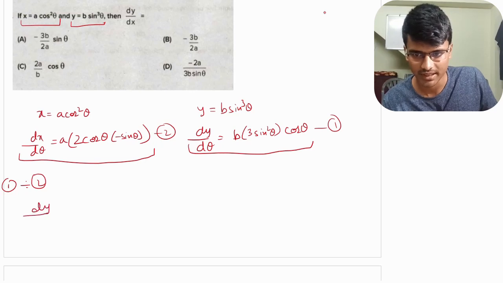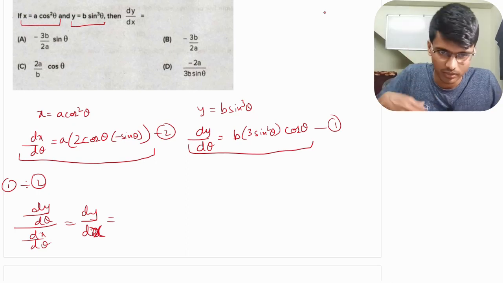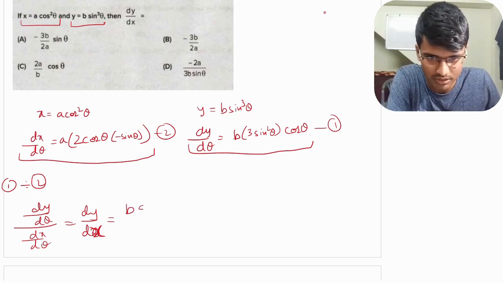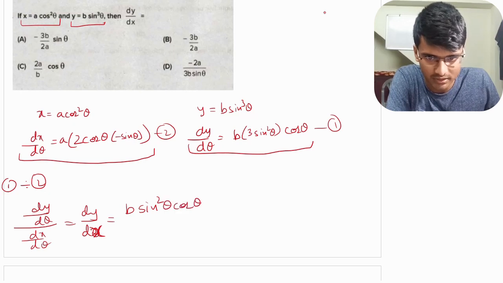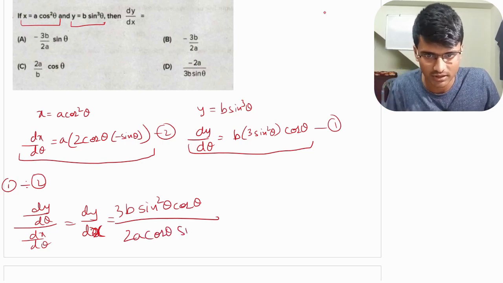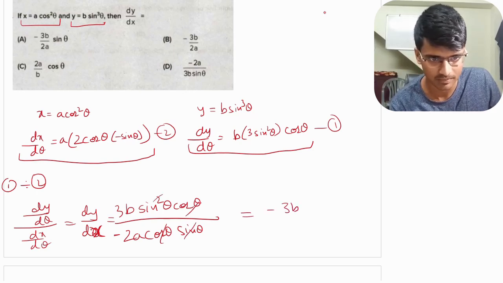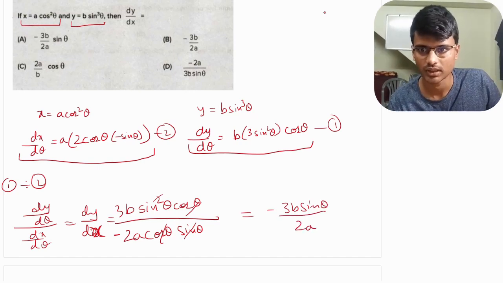So I'll get dy by d theta divided by dx by d theta, which is nothing but dy by dx. Now if I substitute, b sine square theta cos theta times 3 over 2a cos theta sine theta, minus. So cos will get cancelled, sine will get cancelled, and I'll get minus 3b sine theta by 2a, right? So the correct answer is option A.